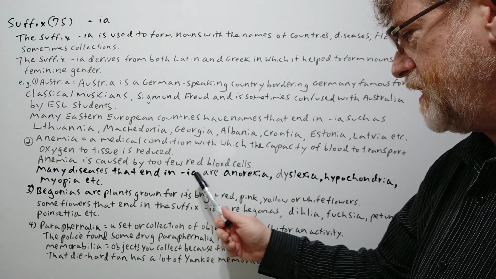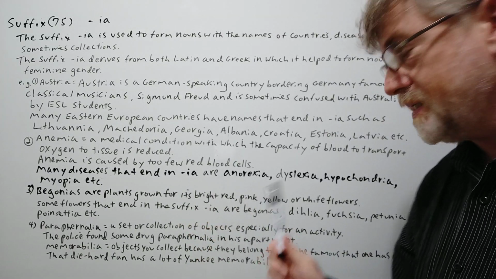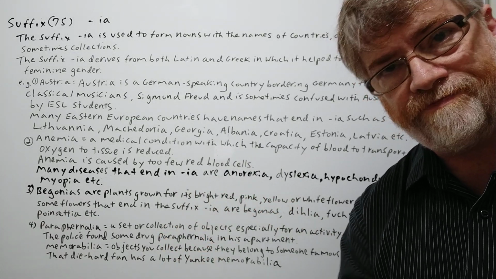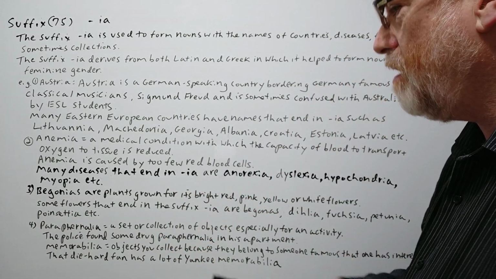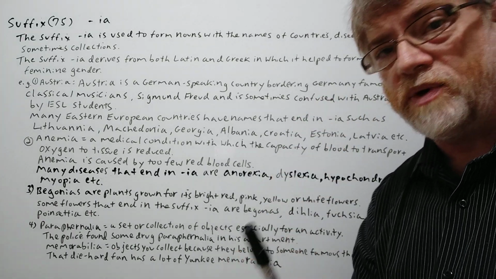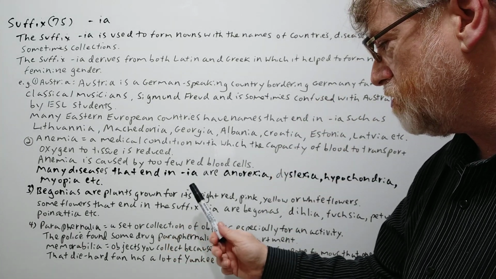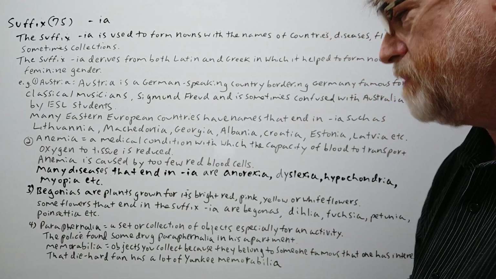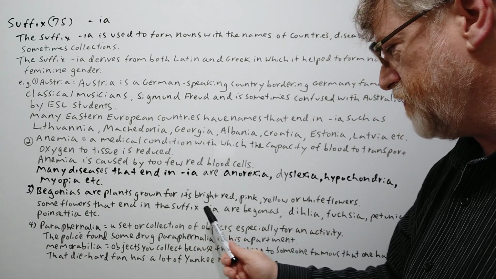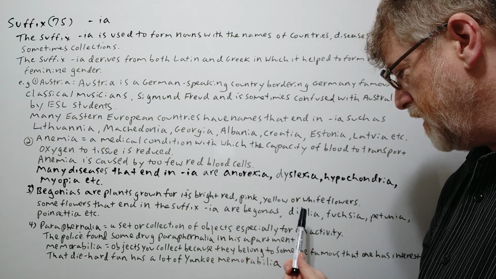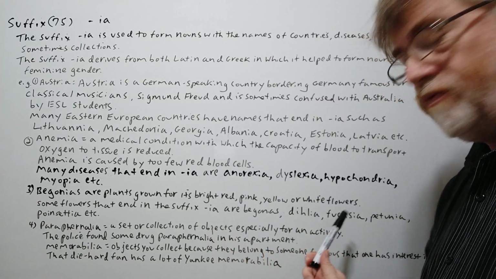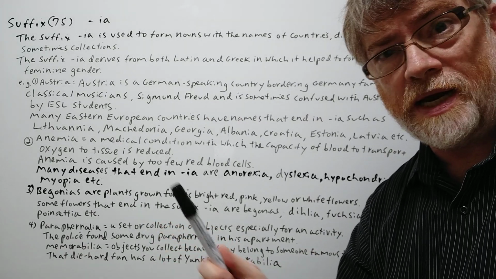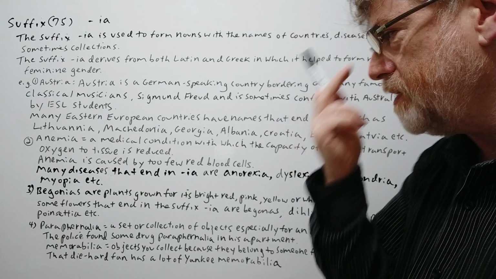Many diseases that end in IA are anorexia, dyslexia, hypochondria, myopia, etc. Okay, let's continue. All right, now third one is in relation to flowers. Begonias are plants grown for its bright red, pink, yellow, or white flowers. Good. Some flowers that end in the suffix ia are begonias, dahlia, fuchsia, petunia, poinsettia, etc.